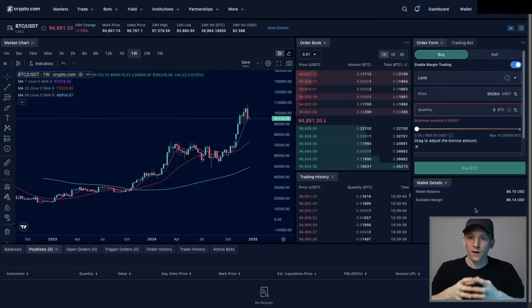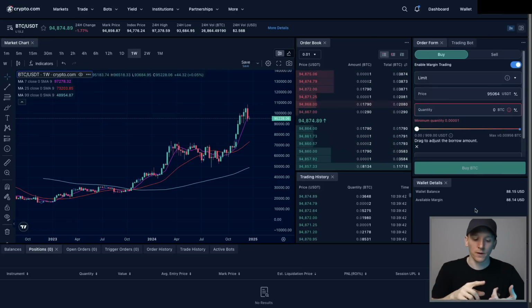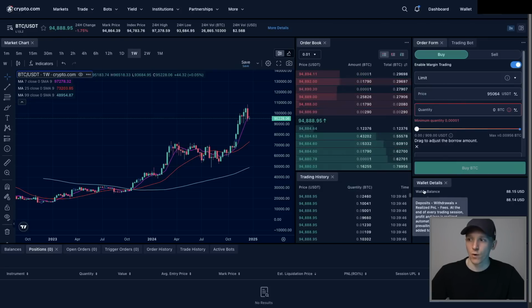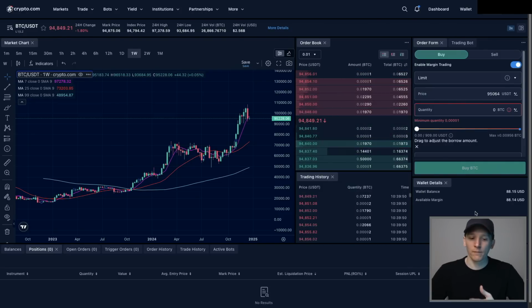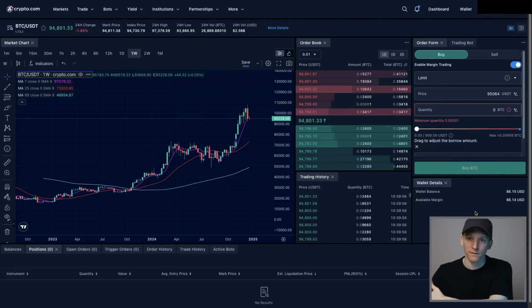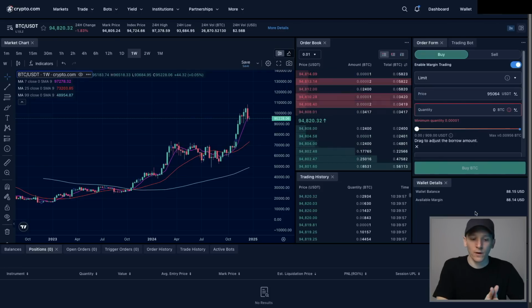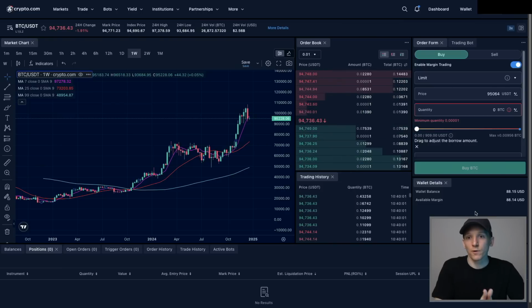The reason being, the collateral that you have, whether it be dollars, stable coins, crypto assets, you can see it down here. I've got wallet balance and I've got available margin right here. So what that means is that's the liquidatable collateral that I have to pay for any potential losses from my margin trades. So a quick example, you have $1,000 in your account. With margin, crypto.com will let you open up a trade worth $2,000.